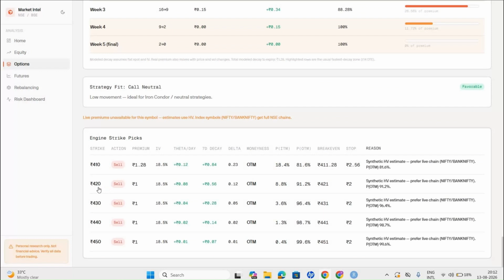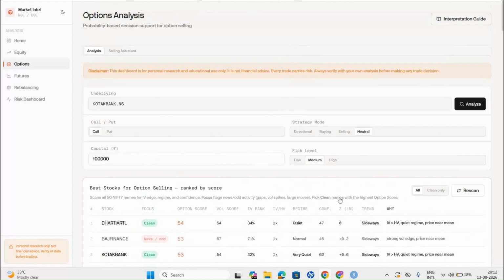So here you can see the 410, 420, 430. You can take it for option selling. And what is the IV? What was the decay from the last 7 days? And delta, and all these things. So this is a very, very rigorous rule-based dashboard that I have developed for option traders.